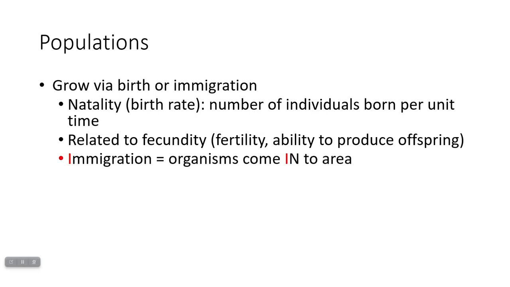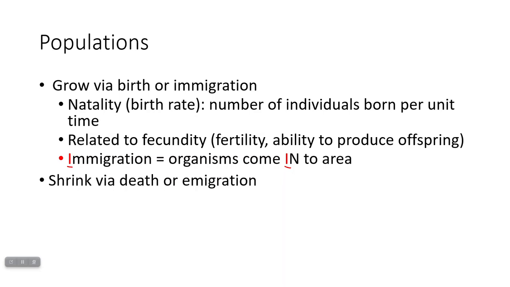Immigration, by the way, if you're having trouble remembering the difference between immigration and emigration, which we're going to talk about on this slide, immigration starts with an I and it's organisms coming in to an area. You may be used to thinking about immigration in terms of a country's policy and people coming into a country, but immigration also happens in animal populations. If you have organisms move from one population to another, they can immigrate to that population.